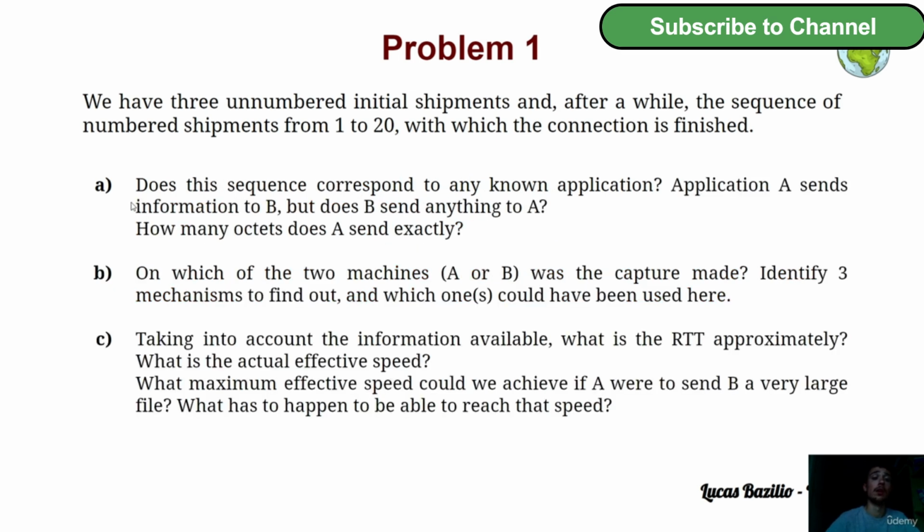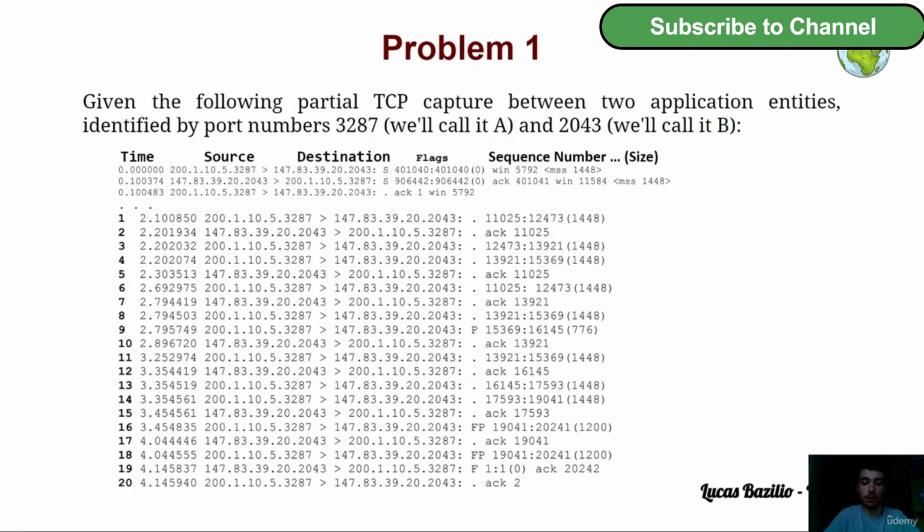Finally, this point A finishes with the question, how many octets does A send exactly? Keep in mind that when they ask for how many octets, this is the same as asking for how many bytes. An octet is a byte. Okay, it's a collection of 8 bits. So to answer this question on how many octets or how many bytes the application A has sent to the application B, it is very simple to answer, and this question is very related to the previous one.